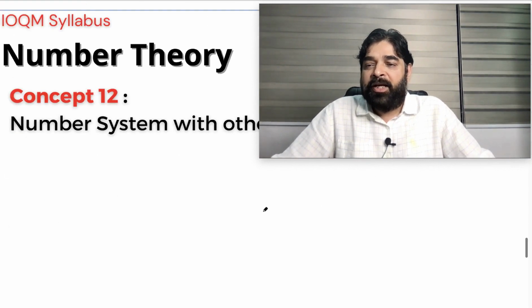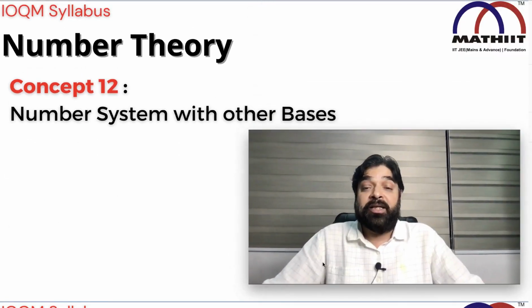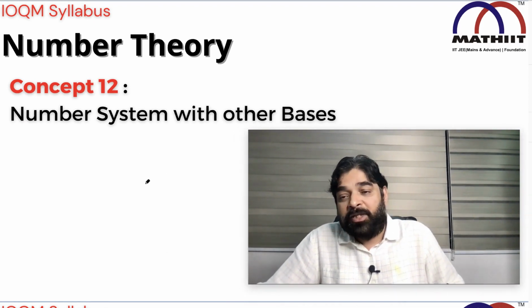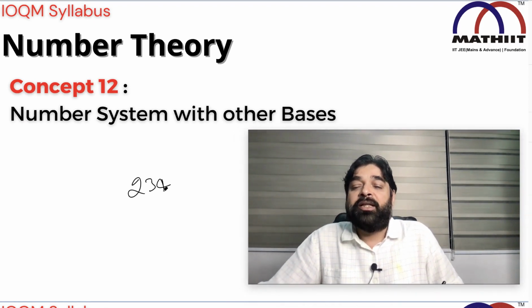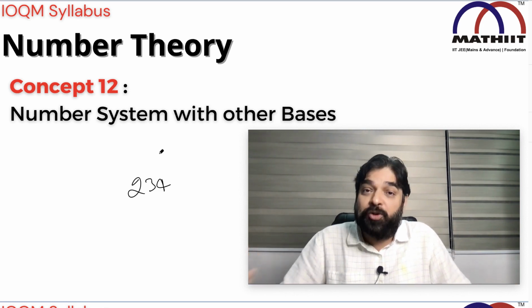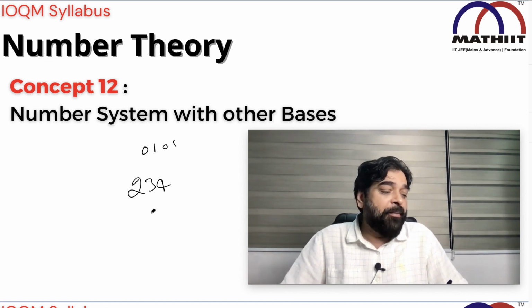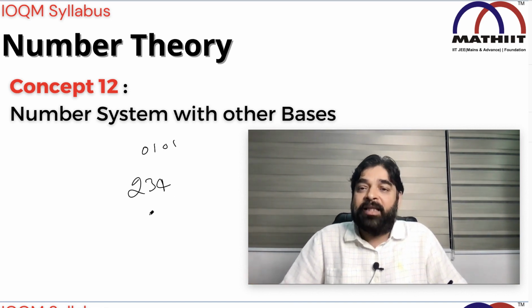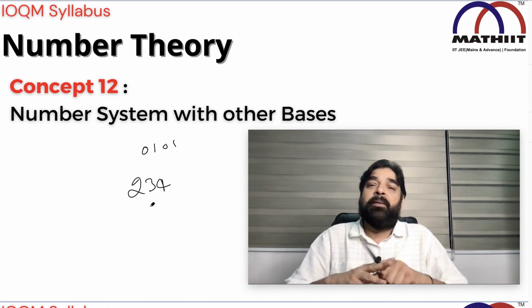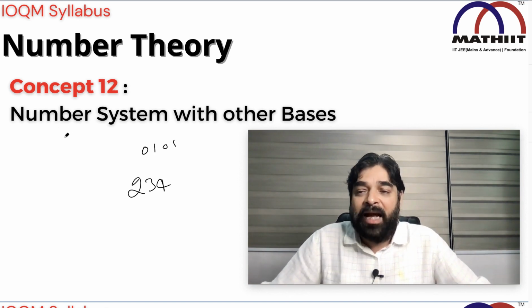Right? Conceptual number system with the other base. Generally what we write is the number, suppose I say 234. So that is the base 10. And computer, all of you know, computer is the base 2: 0, 1, 0, 1, 0, 1. Same way base 3, how to write the number in base 5, like that. So whenever you have to write a number in a different base, how to convert one base to another base, that concept you have to study in number theory.